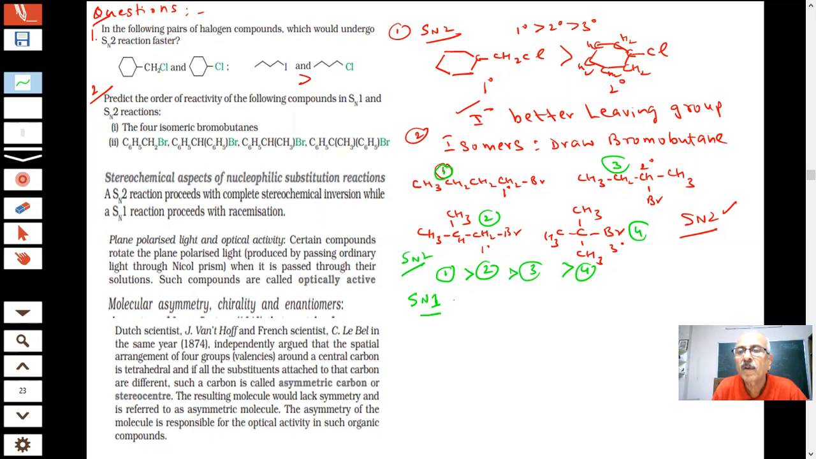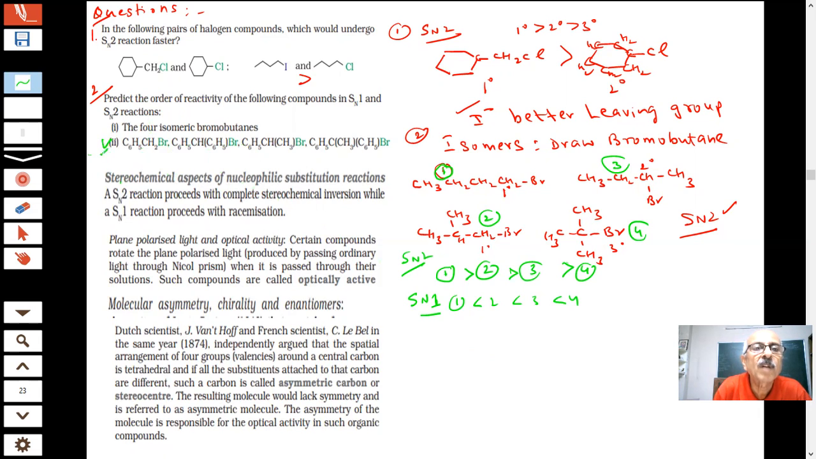For SN1: 1 less than 2 less than 3 less than 4. So this is how questions will be answered in the paper. I am telling you, one question like this is coming. And one more question is there, which is more difficult, but some part of it can come in the paper. This is number 2.